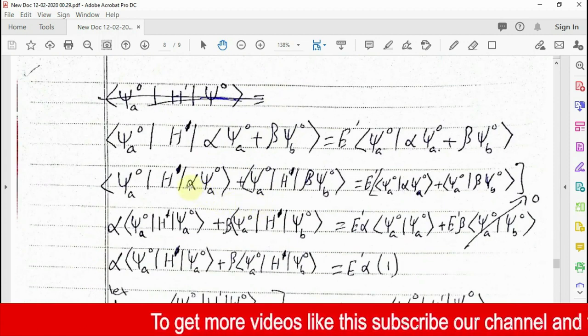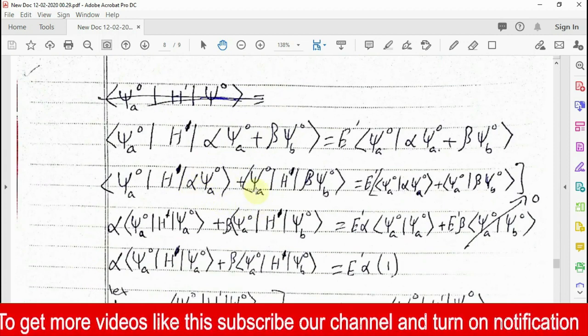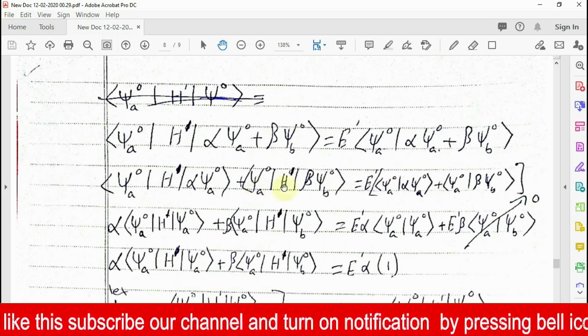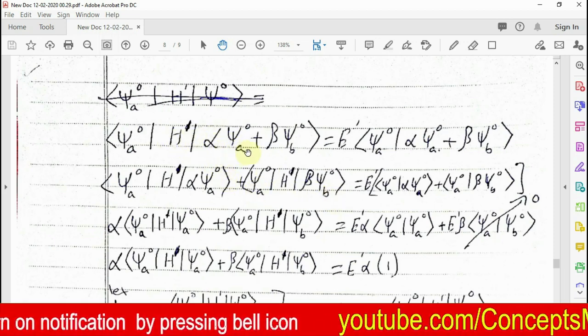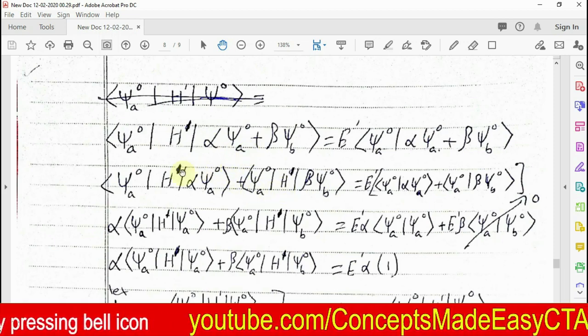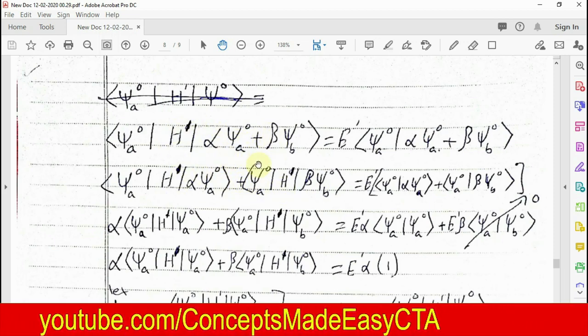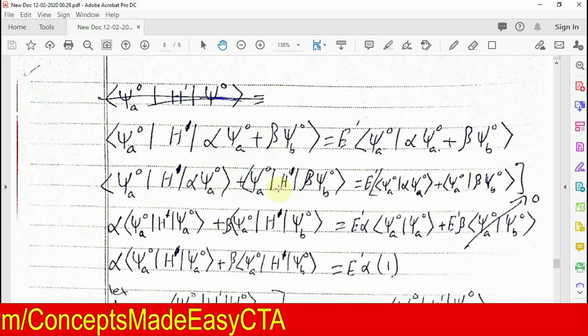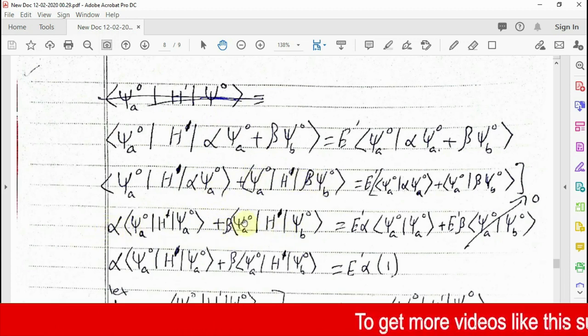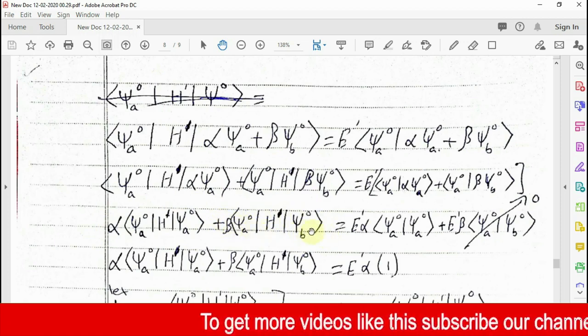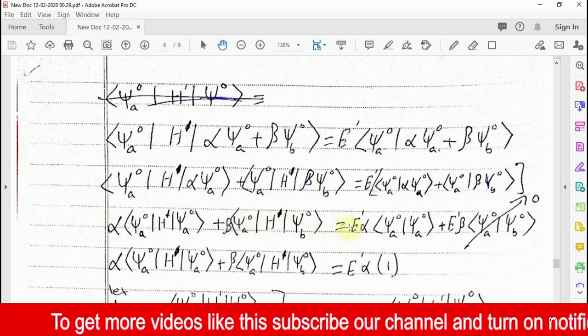Okay, after a little simplification, we are just writing this thing in some other way, like this. So here it is alpha, and this is h bar, something like this. This is h with beta. We have taken beta out over here, alpha out over here, and this is the whole thing.